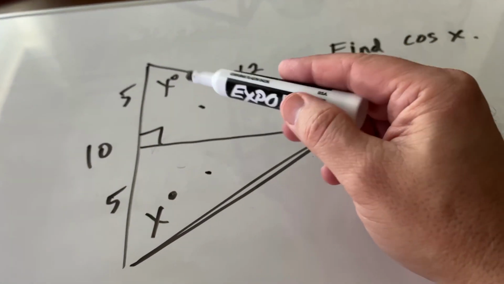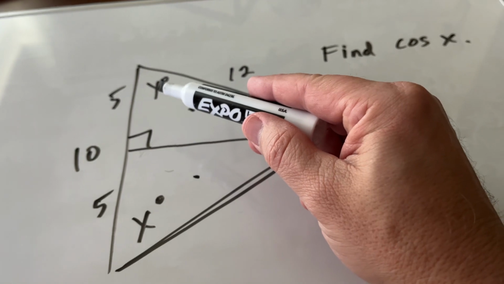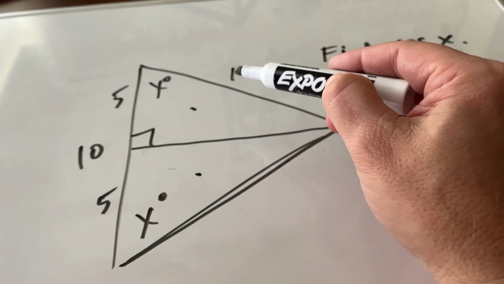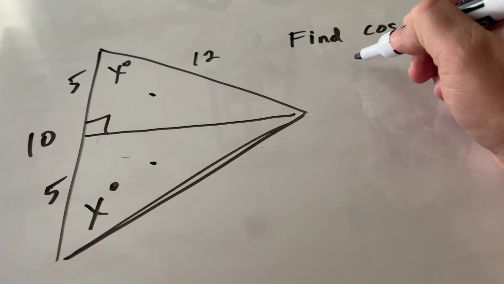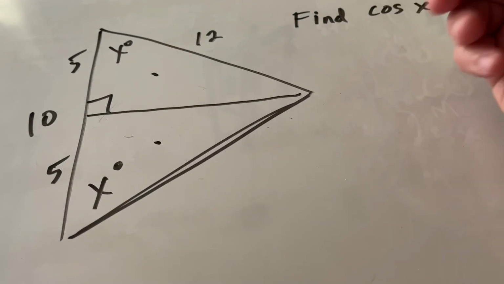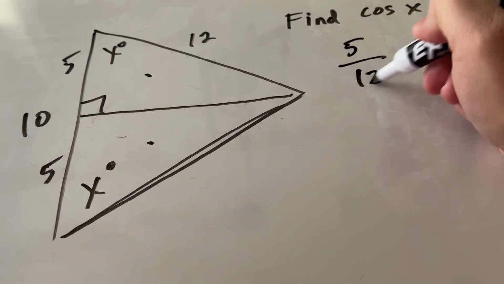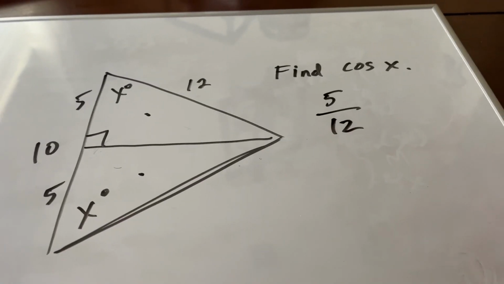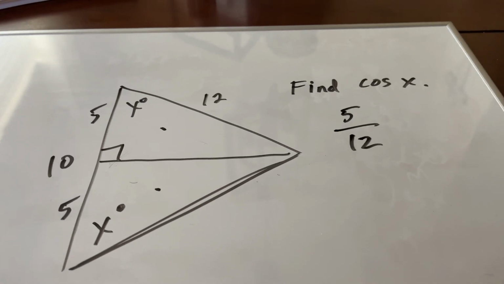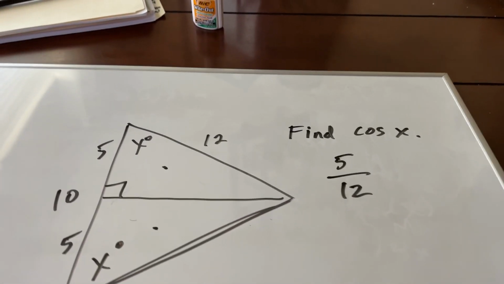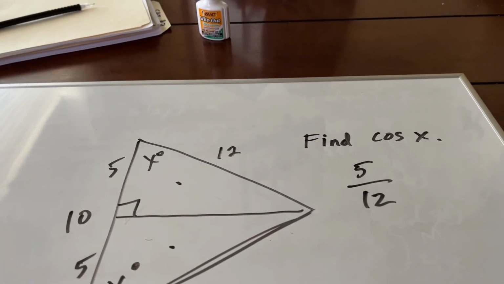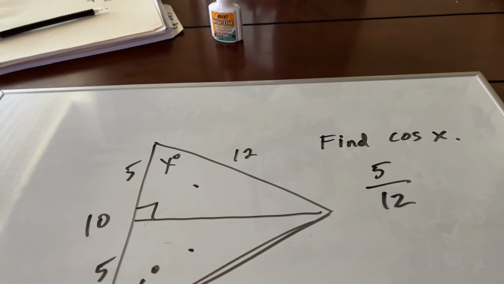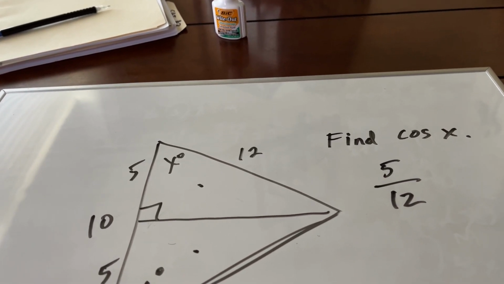So from the perspective of this angle, the cosine is the adjacent over the hypotenuse. So the cosine of X is 5 over 12. So remember, the sine is the opposite over the hypotenuse. The cosine is the adjacent over the hypotenuse, and the tangent is the opposite over the adjacent.